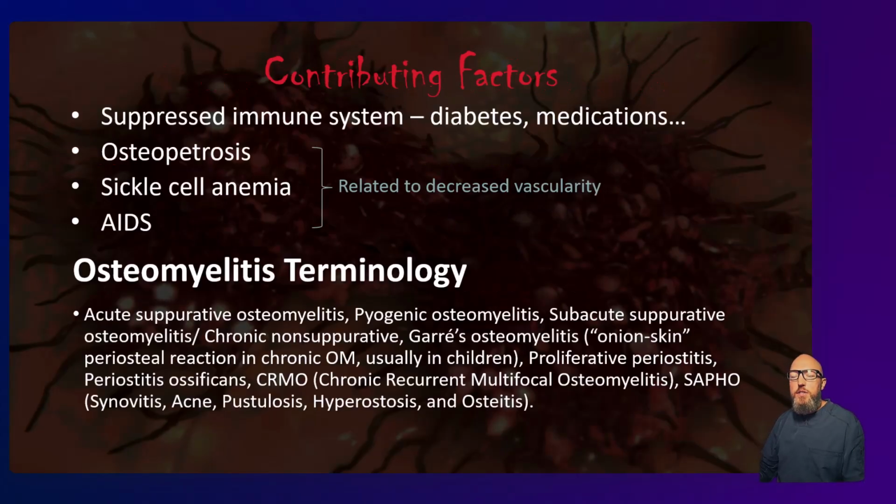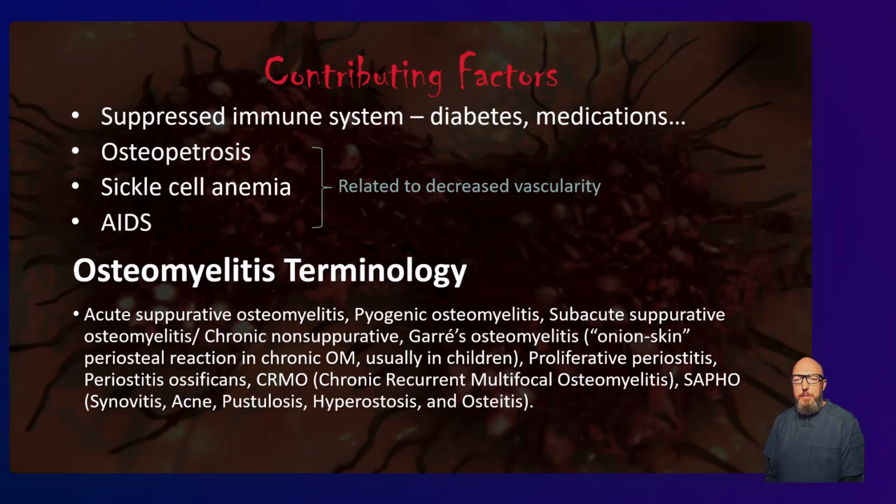There are some contributing factors that lead to susceptibility to osteomyelitis. First of all, a suppressed immune system. Diabetes is something that can suppress the immune system, as can medications and certain diseases. There are also other diseases that relate to decreased vascularity, like osteopetrosis, certain types of anemia, and AIDS.